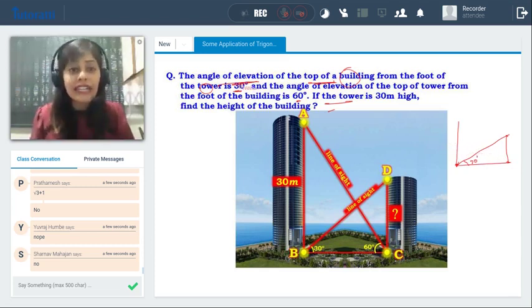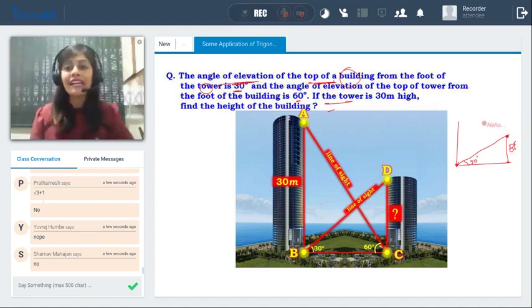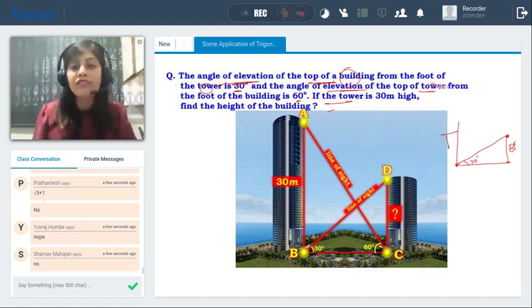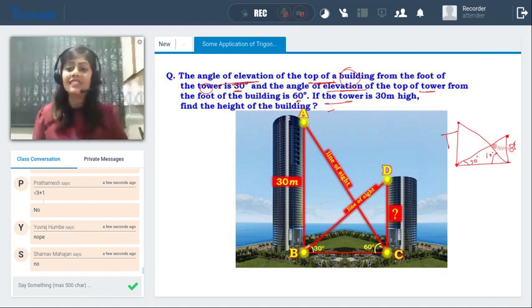What is this 30 degrees? The angle of elevation of the top of the building from the foot of the tower. That means this is the top of the building. This structure has to be my building. Definitely that means the tower is the longest side. And what is said? Angle of elevation of the top of the tower from the foot of the building. So the top of the tower to the foot of the building is the greater angle. We already know that, and it's 60 degrees.